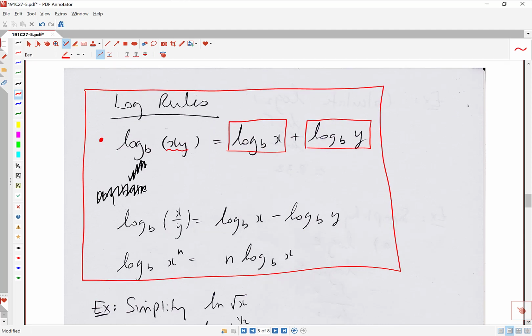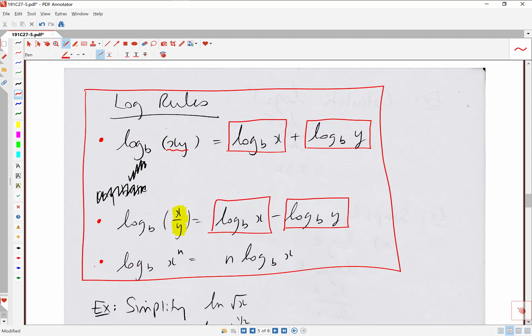Okay, a related rule is that if you have a logarithm of a quotient, so inside our logarithm we've got something divided by something, that becomes a difference of logs. So you take log of your numerator minus log of your denominator. Okay, so now we have two rules. Log of a product becomes a sum of logs, and log of a quotient becomes a difference of logs.